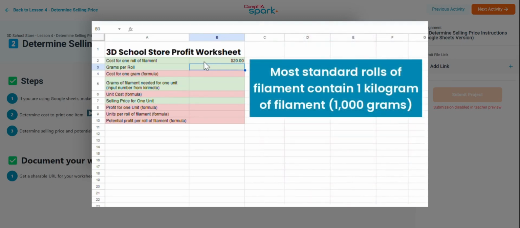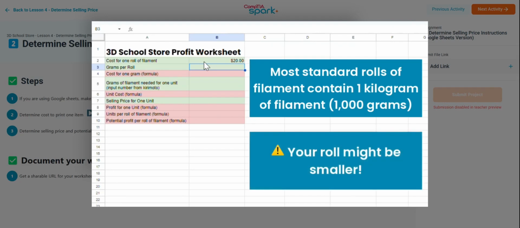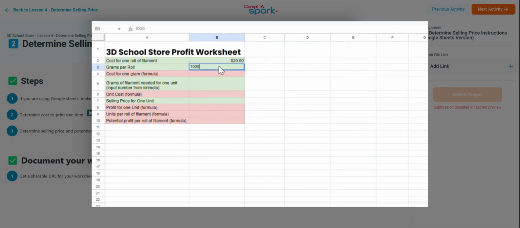Most standard rolls of filament contain 1 kilogram of filament, which is 1,000 grams. Sometimes the rolls are smaller and will contain 5/10 of a kilogram, for example, which is 500 grams. For this cell, I will enter 1,000 for a standard 1 kilogram roll. If the roll you are using has a different amount, put that number of grams in this cell.